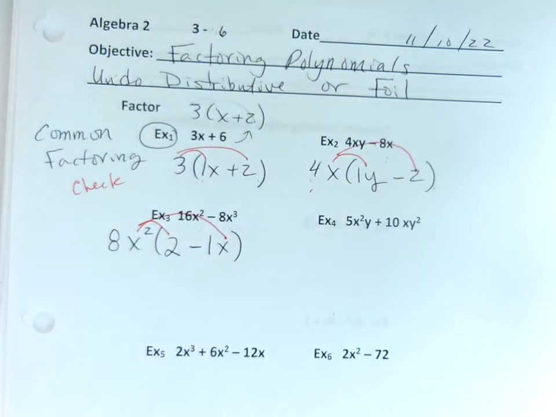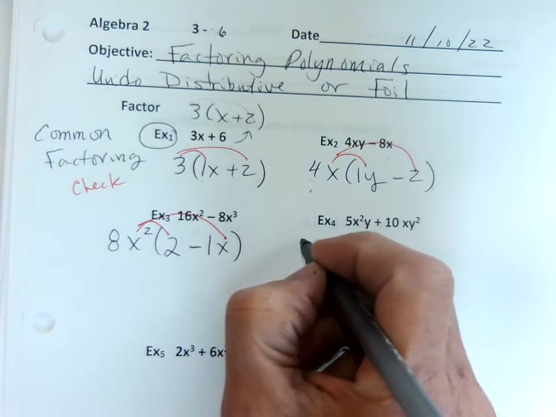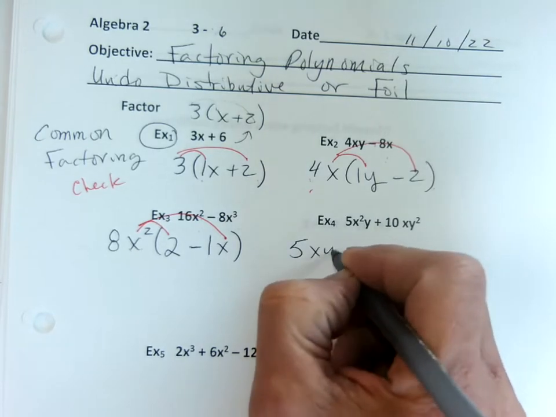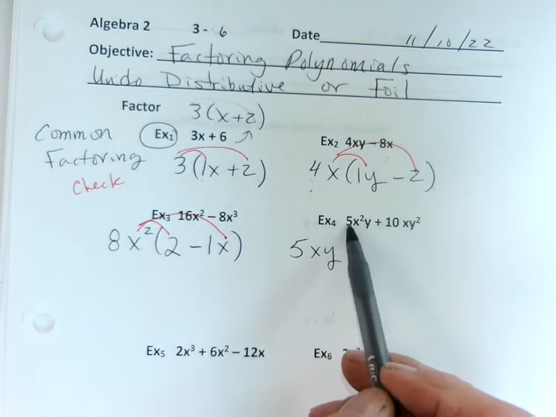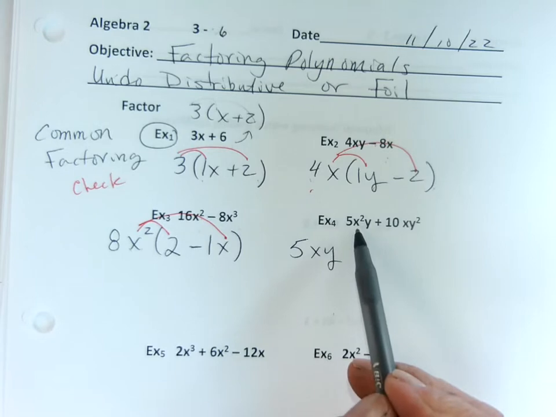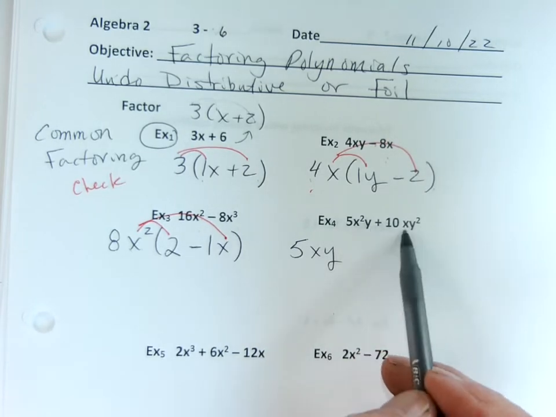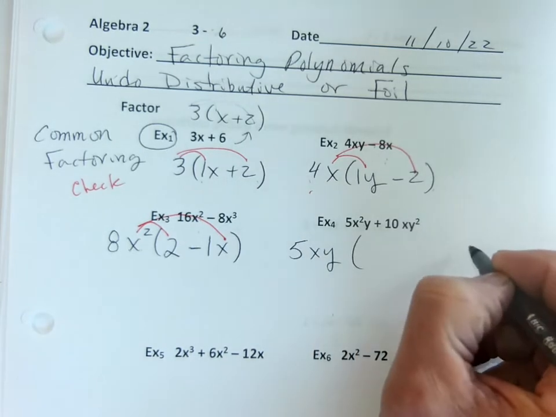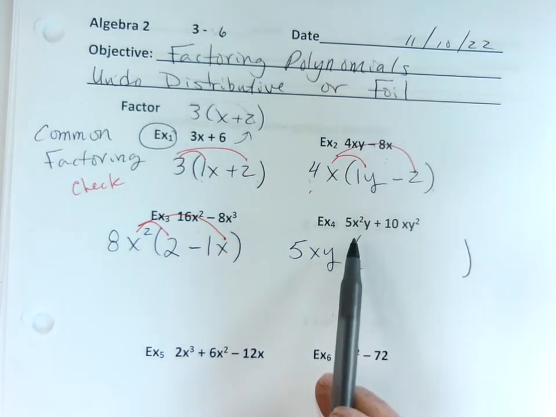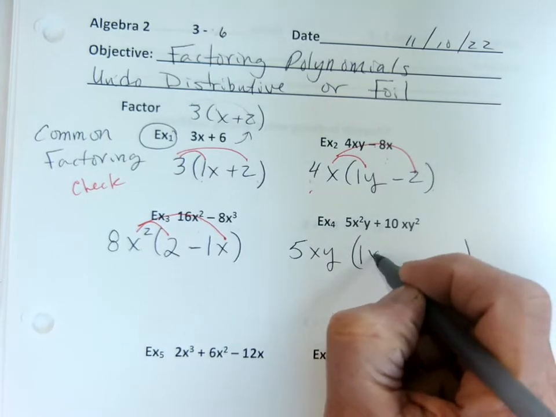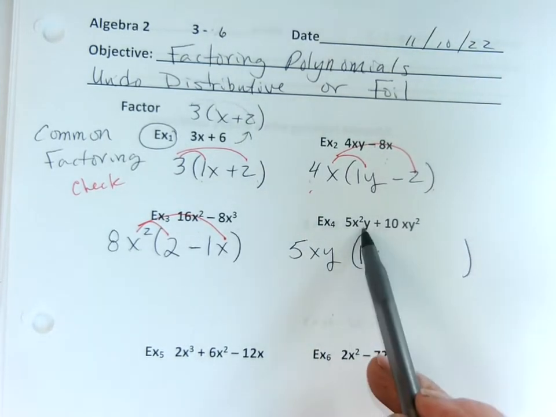How about number 4? What do you see about 4? A multiple of 5, yes. They both have a multiple of 5. They have at least an x in common, and they at least have a y in common. So out of the first term, I have a 1, x, and 5 goes into 5, 2 y.